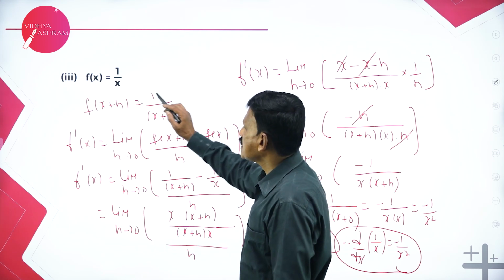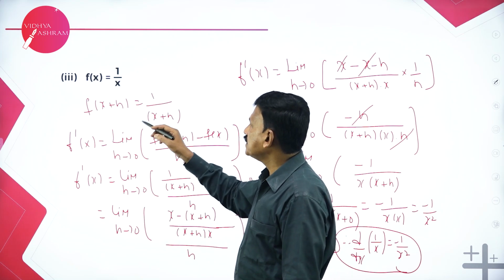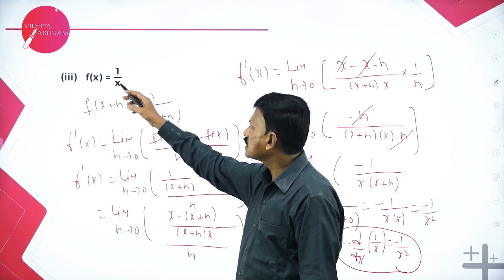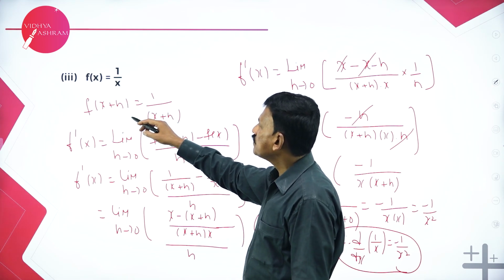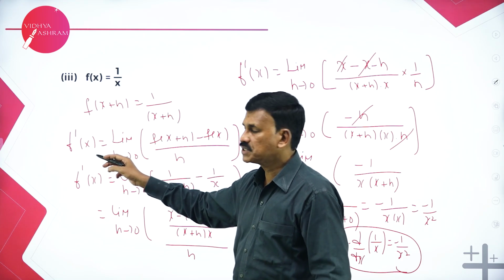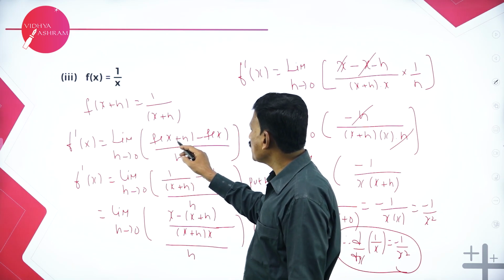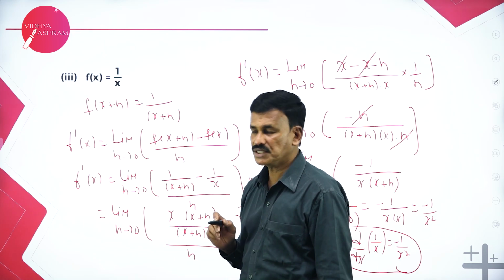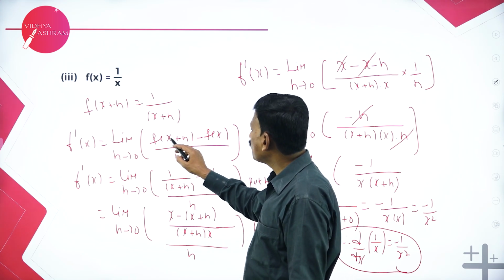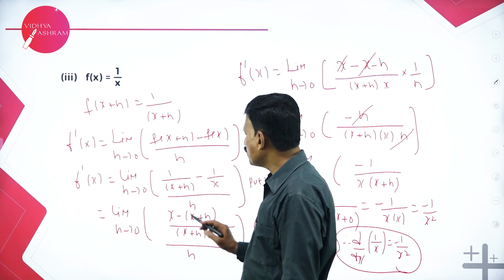Just consider the given function as f of x. F of x is 1 over x, and change x to x plus h. So wherever x, just put x plus h. This reduces to f of x plus h. F of x plus h is equal to 1 over x plus h. So according to the definition, what is the definition? F dash of x is equal to limit h tends to 0, f of x plus h minus f of x divided by h. Now f dash of x is equal to limit h tends to 0, f of x plus h is 1 over x plus h minus f of x is 1 over x divided by h.